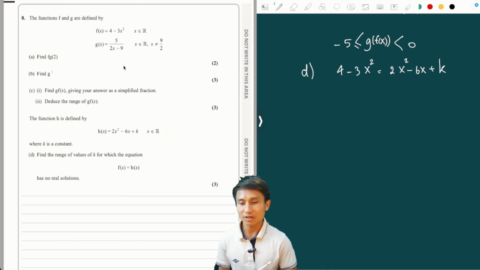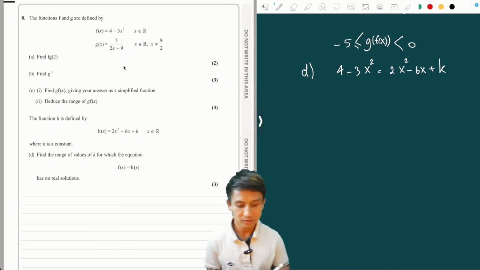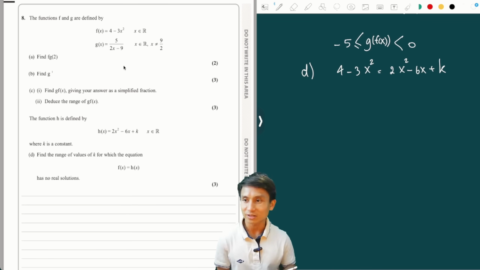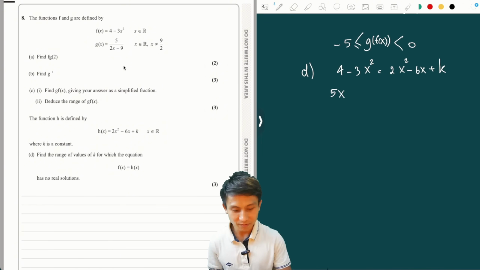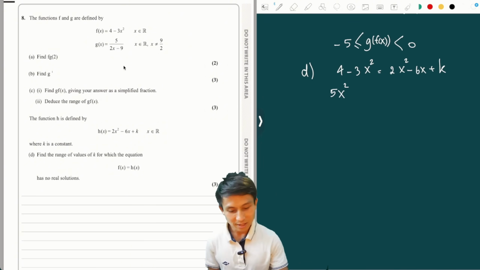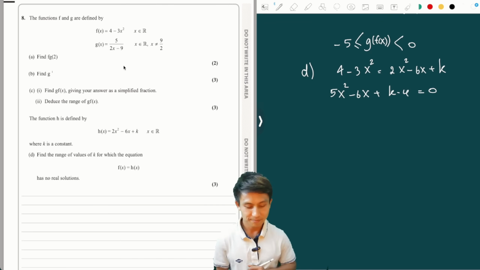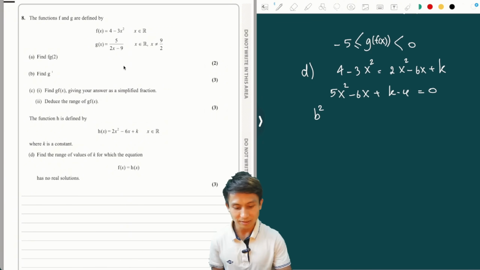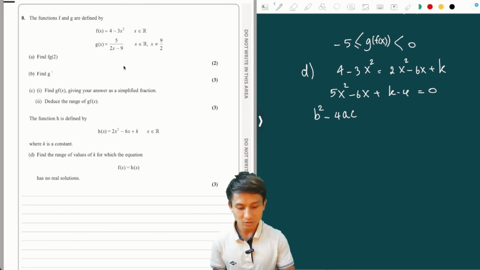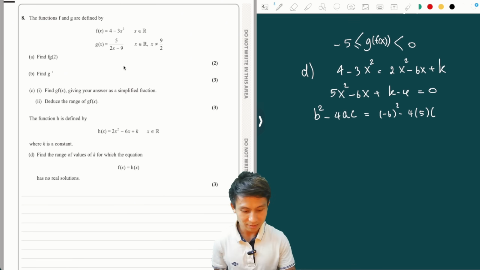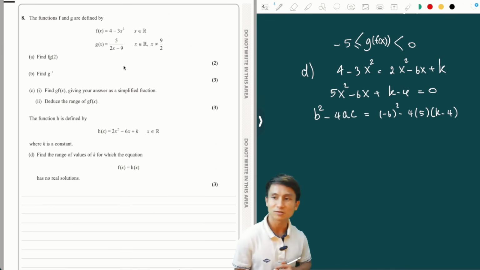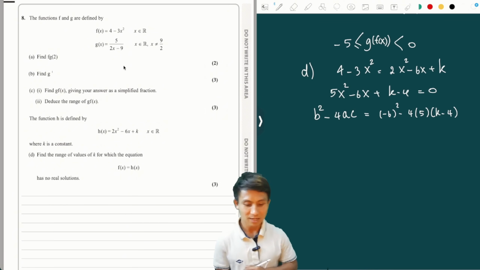But we have the condition where there are no real solutions, right? So this is a quadratic function because k is a constant. If we tidy up everything, on one side we have 5x squared minus 6x plus k minus 4, and the other side is 0. So no real solution, discriminant has to come. Okay, so the discriminant is minus 6 squared minus 4a times c, and c has to be that whole lot, not just k, not just minus 4.